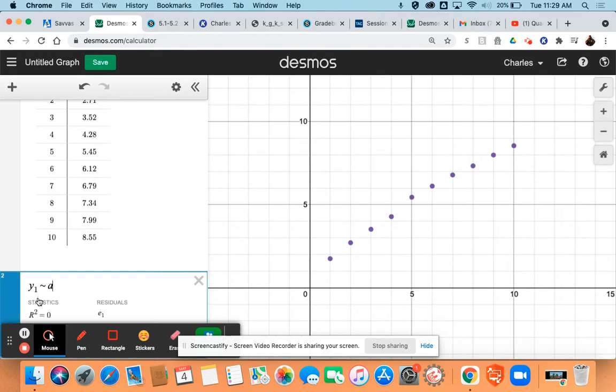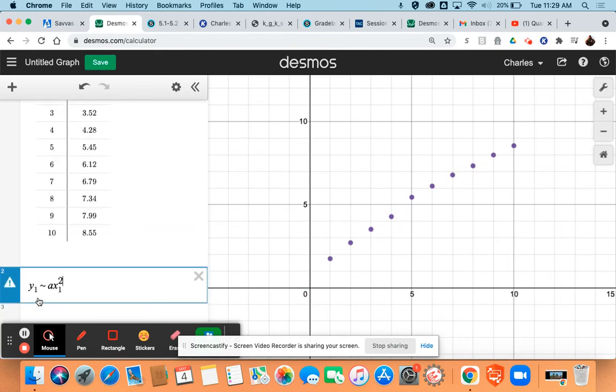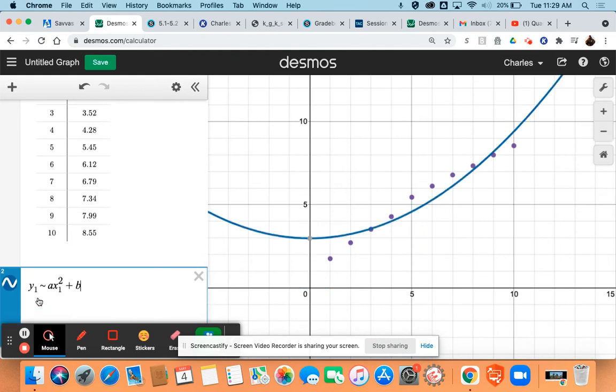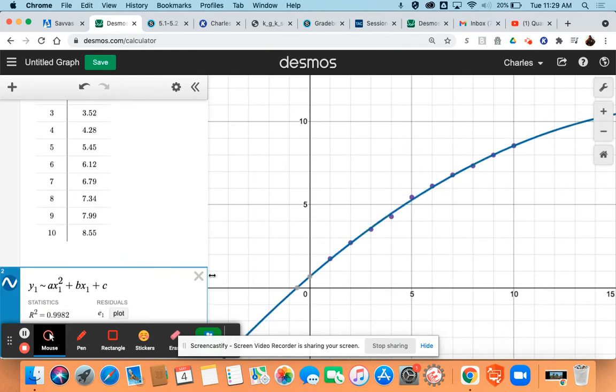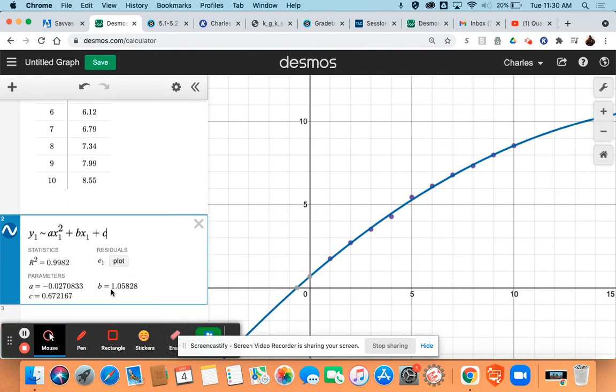So I will type in a x1 squared plus b x1 plus c. And you will see that it has created a quadratic parabola equation to match as best as it can to our data. And you can see these aren't perfect. They never will be. If we look down here, if I could scroll down, Desmos has given us what our A, B, and C values would need to be for a quadratic equation to match this data as accurately as possible.